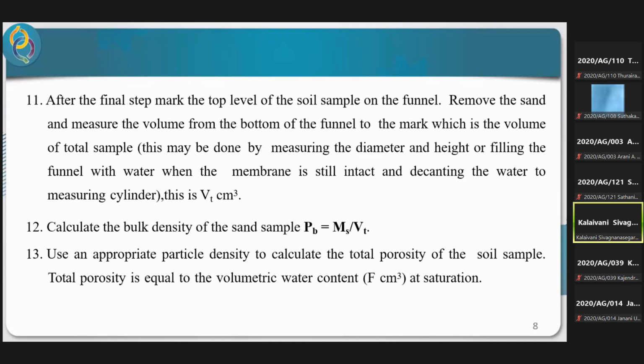Then the final step: mark the top level of the soil sample on the funnel. Then you have to remove the sand and measure the volume from the bottom of the funnel to the mark, which is the volume of the total sample. So you have to remove all the soil and then get one reading.